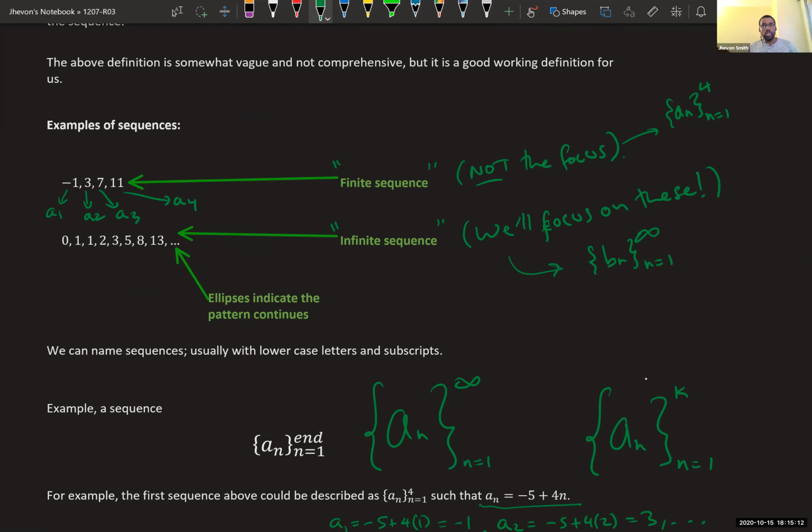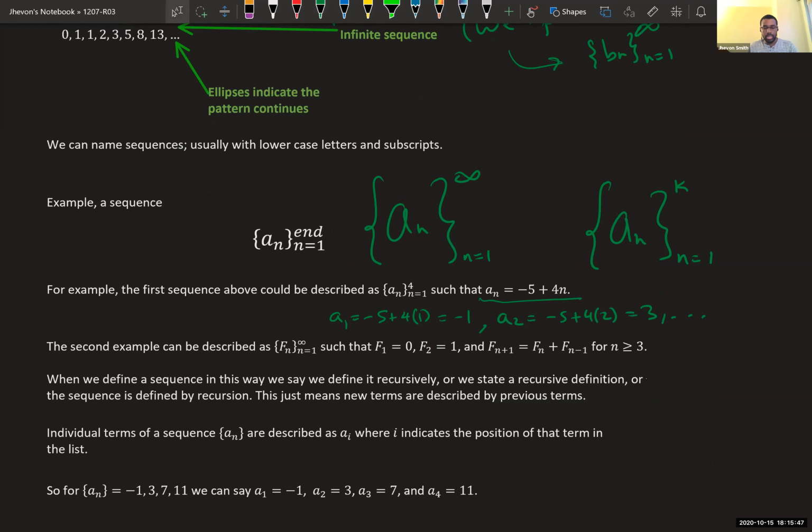So we usually name sequences with lowercase letters and subscripts, and each term in the sequence is named by the same lowercase letter and the subscript without the squiggly brackets around it. The subscript tells you what position you're in. The first number is a1, the second number is a2, the third number is a3, and so on. So it's just a list in a definite order where I can say there's a first, a second, a third, a fourth. And I have some rule in my head about how to get the next one in the list. Once you have such a list, that list is called a sequence.